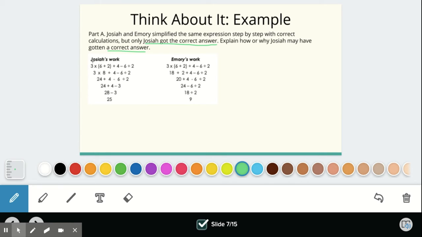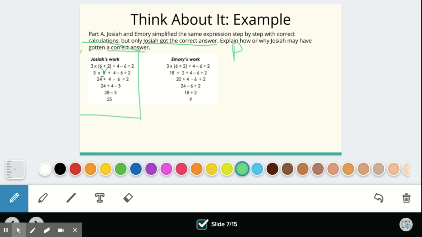All right, so this is Josiah's work right here. Let's go ahead and look at what steps Josiah took. So we got 3 times, parentheses, 6 plus 2, close parentheses, plus 4 minus 6 divided by 2. So it looks like Josiah added first, but more specifically, he added what's inside the parentheses first. So I'm going to go ahead and put a P for that, and I'll write the entire word a little bit later.